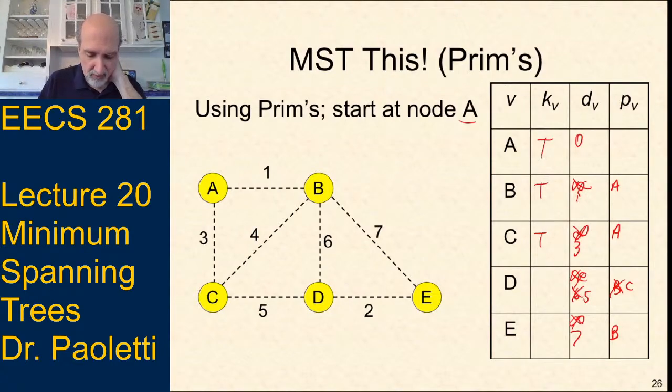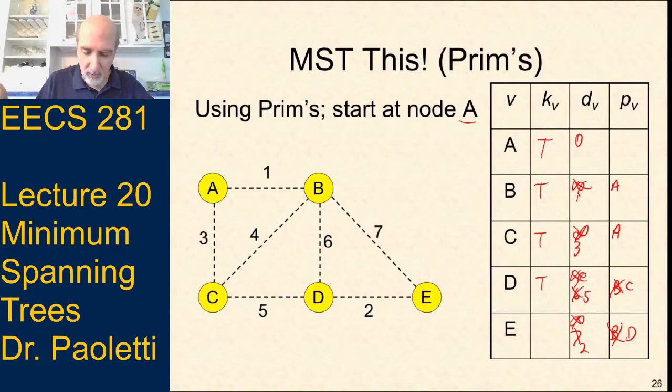Done there. Okay, step 1, smallest false one, D. D gets marked as true. Update the neighbors. Well, the only neighbor to update is E. D to E is 2. 2's better than the 7 in the table, and its predecessor would be D.